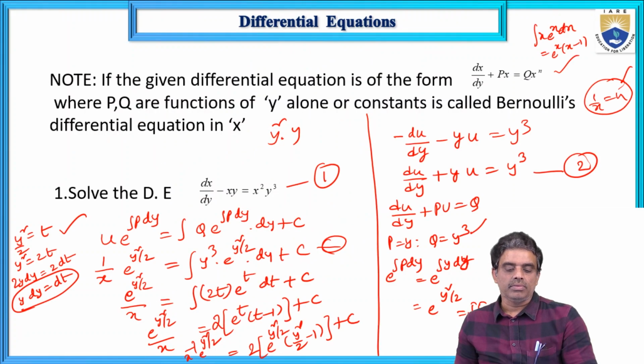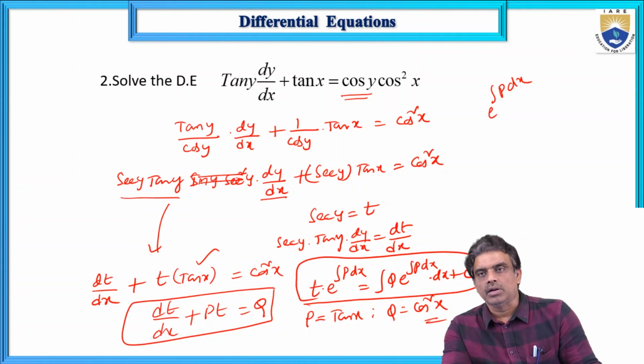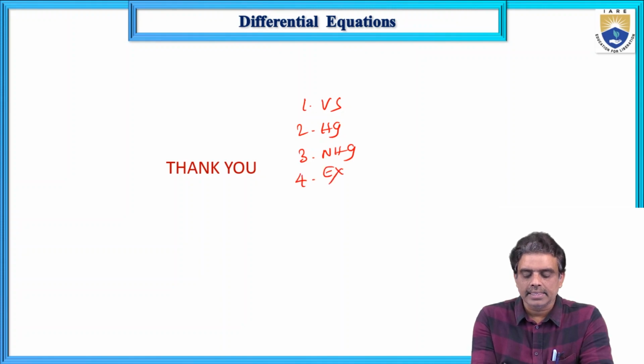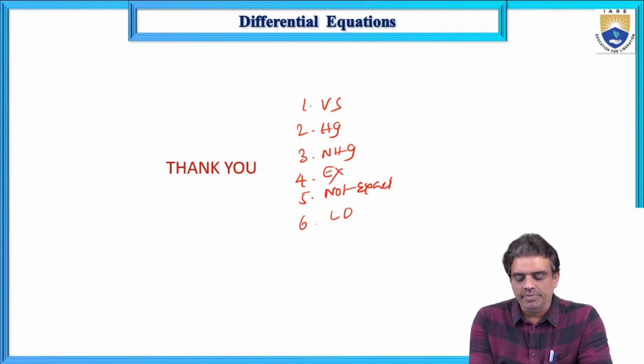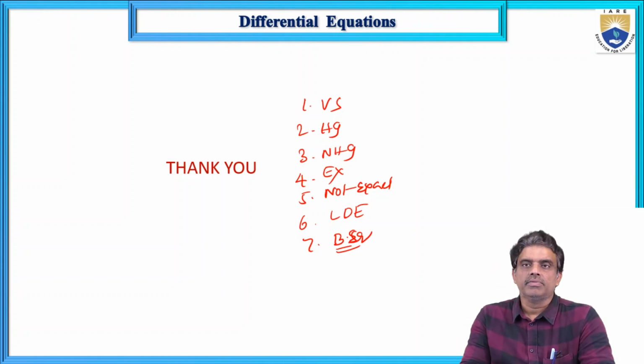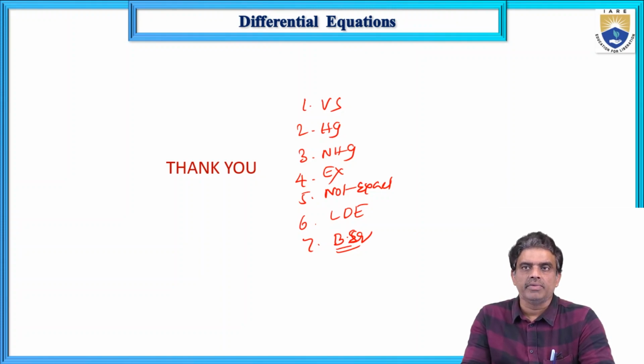So in this way you can solve various differential equations of first order and first degree. We have seen several methods. For first order, first degree, the models are: one is variable separable, second homogeneous, third non-homogeneous, fourth exact, fifth not exact, sixth linear differential equations, and seventh Bernoulli equations. Based on the model and the applicability, we can solve by using various methods. We can solve the same equation by different methods also.